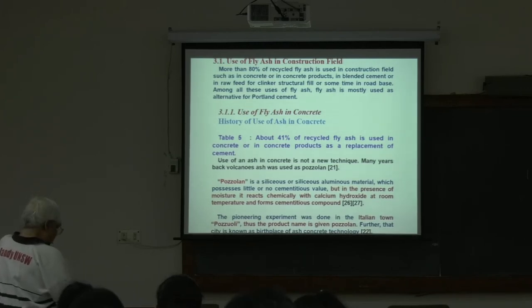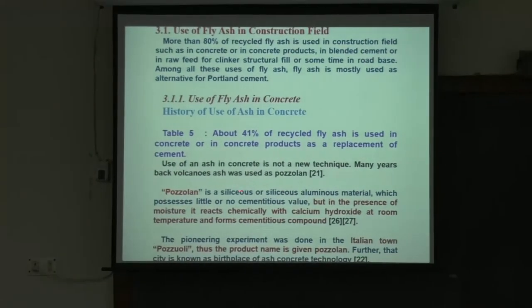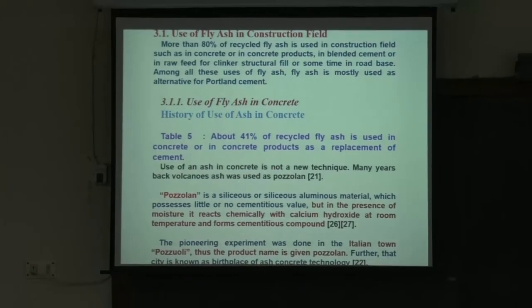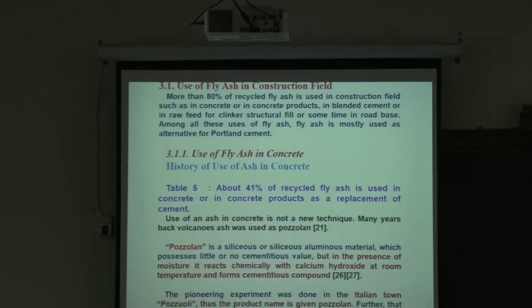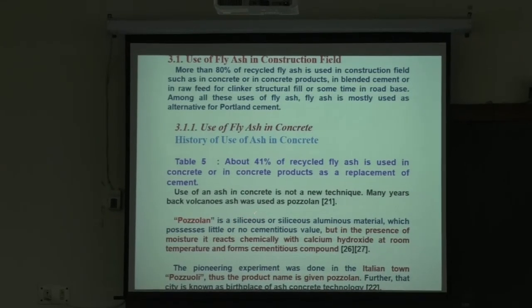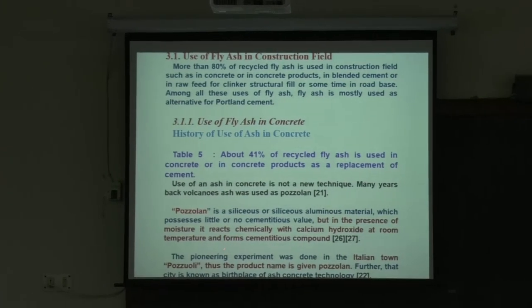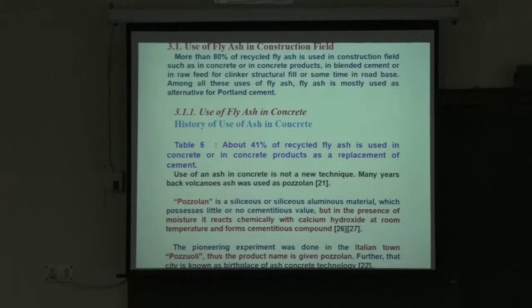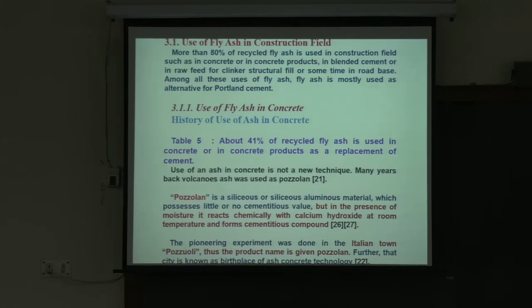Now, we have said for many years, even volcanic ash was used as pozzolan, and we have used the word pozzolan, but it's worth mentioning that it's a silicate or silicate aluminous material which possesses little or no cementitious value. But in the presence of moisture, it reacts chemically with calcium hydroxide at room temperature and forms cementitious compounds. So that means you don't have to go for any high temperature or things like that. So fly ash can be a good replacement of cement.